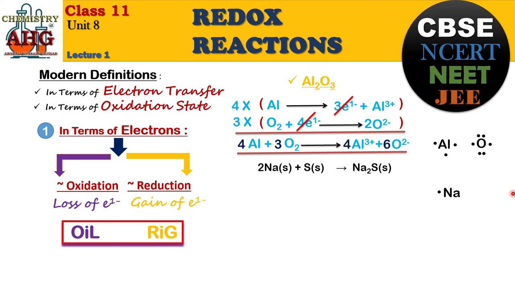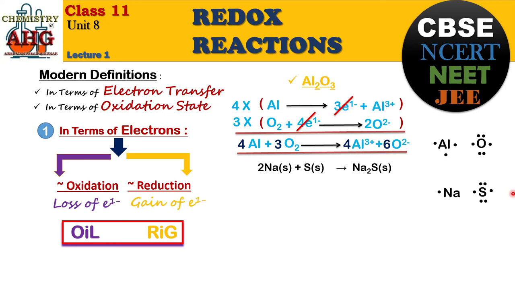Sulfur again belongs to group number 6, the group number of oxygen. Sulfur has 6 valence electrons. After distribution, how many unpaired electrons is sulfur having? 2. So sulfur can gain 2 electrons. Now you can pause the video, write down the equation, and then I can show you the equation.